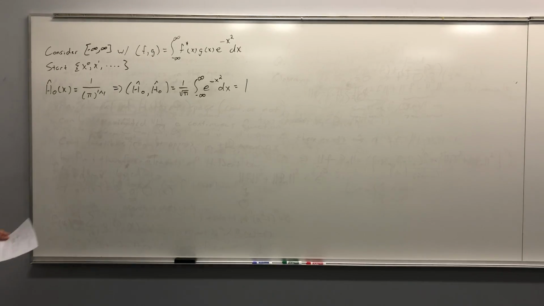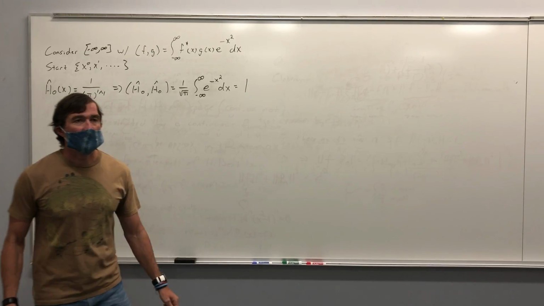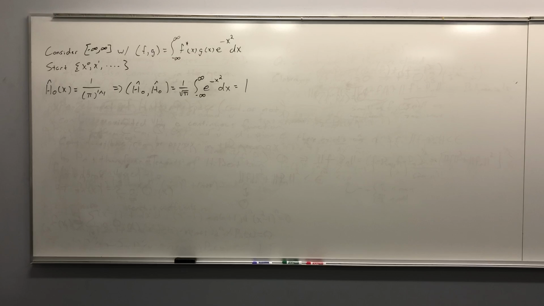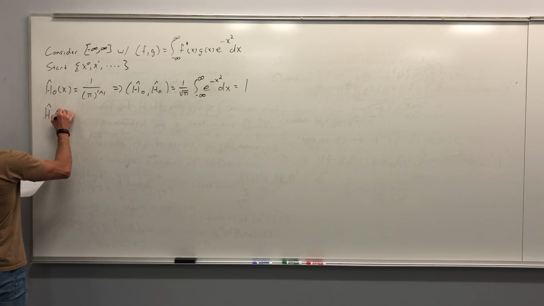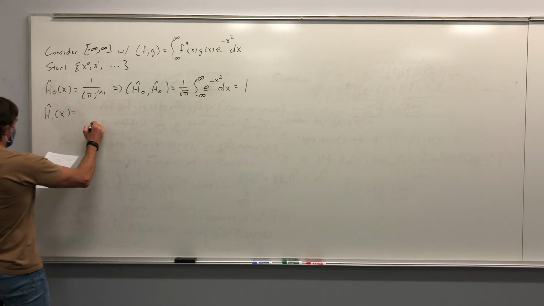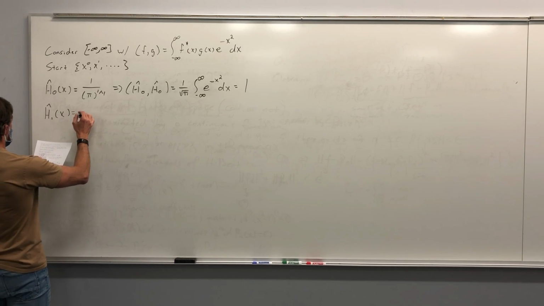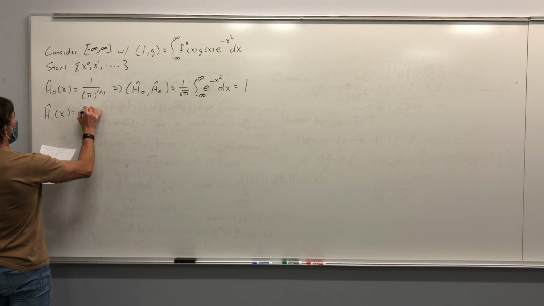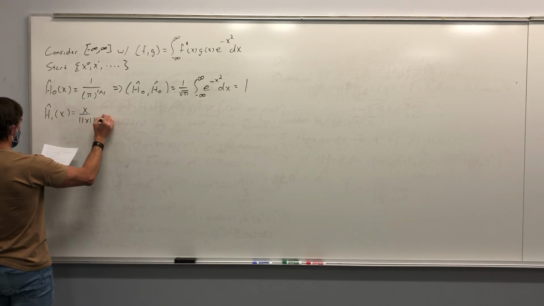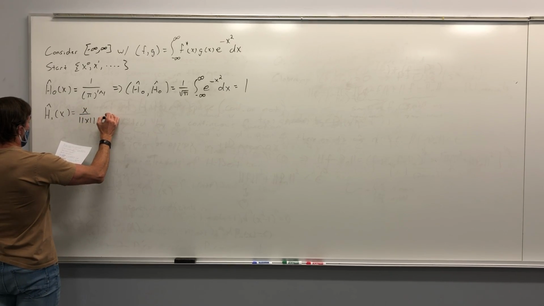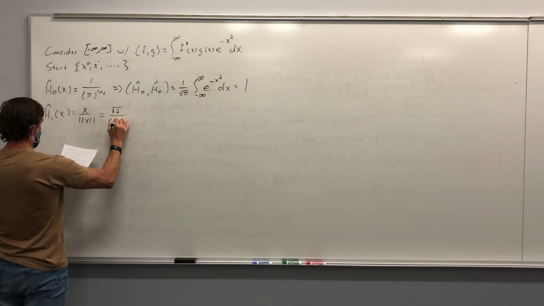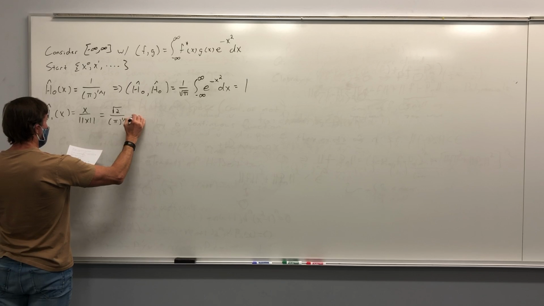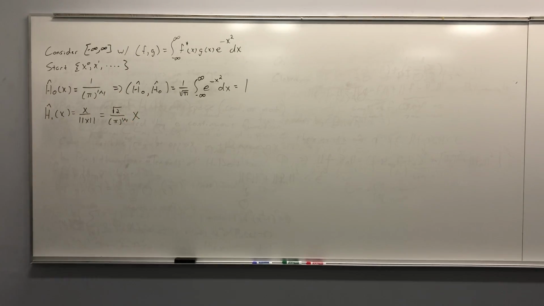This might, at this point, be good for you to brush up on some of your exponential integrals. So then h1, it turns out, is just x over the magnitude of x, which is equal to root 2 over pi to the 1/4 times x.